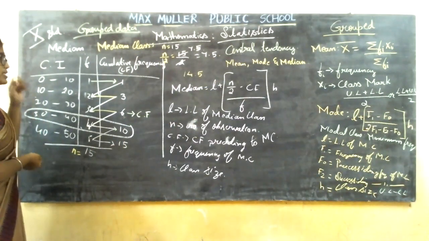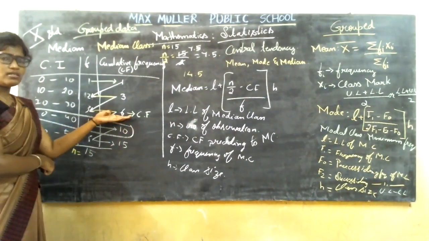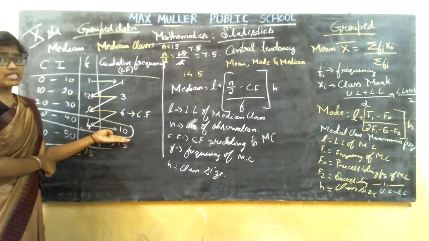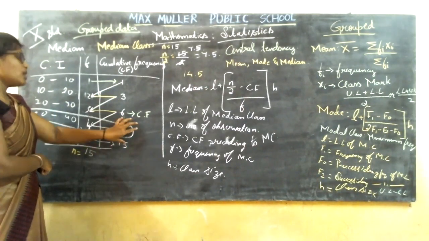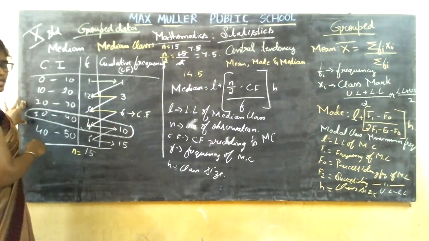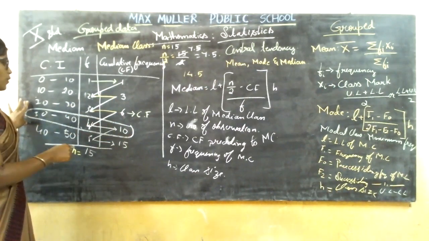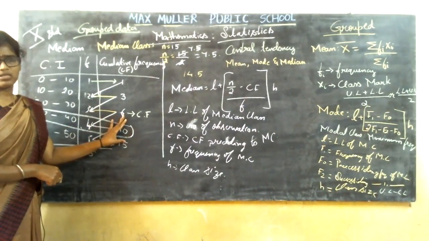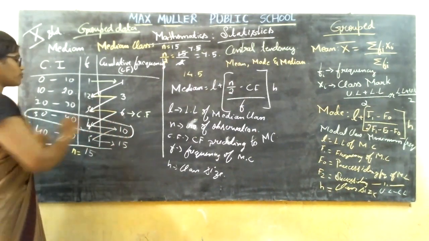Now where does the 7.5 lie? Does it lie in 6? No, 6 is smaller than 7.5. 10? Yes, 10 is greater than 7.5. So my median class is here, with the class interval 30 to 40, frequency 4 and cumulative frequency 10. Okay, now I've got the median class.